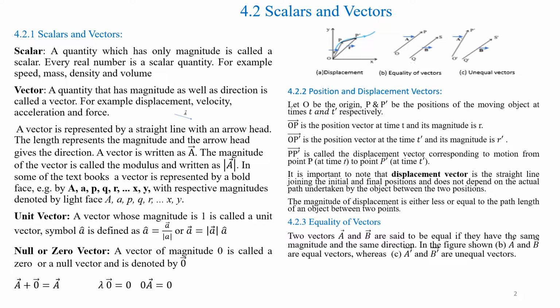If the direction of B is different from that of A, as shown in figure C, they are unequal vectors. You see, A is in this direction, B is in this direction. So they are in different directions. If the directions are different, then they are called unequal vectors.